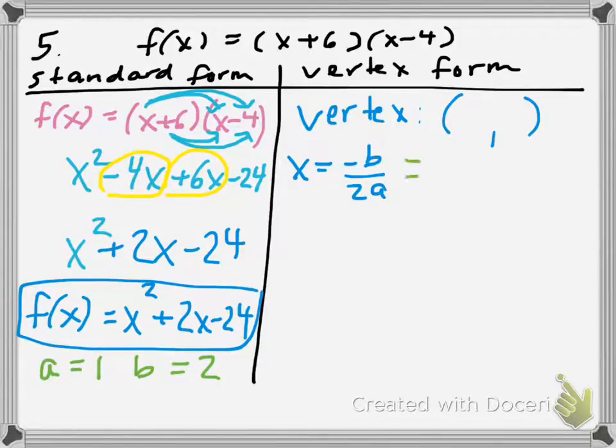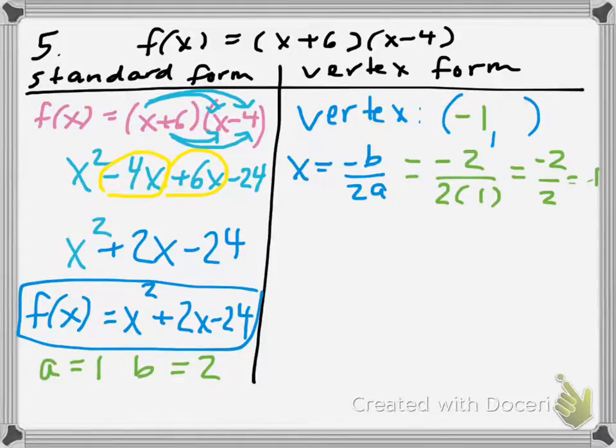So if I substitute this in, negative b just means the opposite of b. So if b is 2, the opposite would be negative 2. All over 2 times a, and in this case we're plugging in 1 for a. So that's negative 2 over 2, which is negative 1. So the x-coordinate is negative 1.